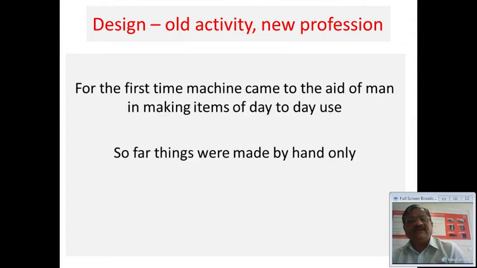For the first time, it was during and after the Industrial Revolution that machine came to the aid of man in making items of day-to-day use. So far, all items, all products, all objects were handmade. But it was the result of Industrial Revolution that machines came into existence. They came to aid the human being.